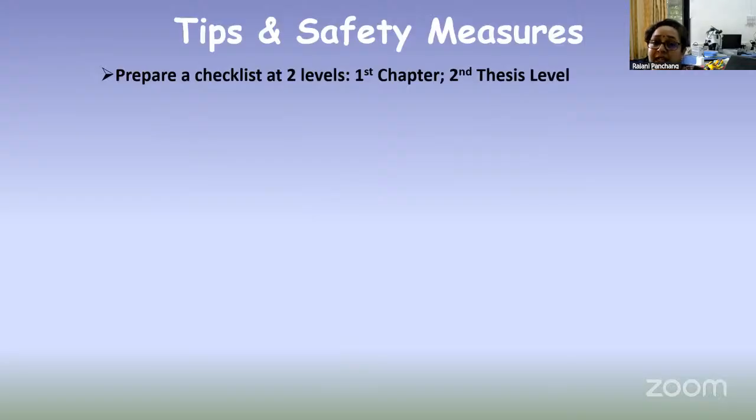Prepare a checklist at 2 levels. That is chapter level and thesis level. That is, what is your checklist? Chapter level, it should have all these points, all these figures, or this table. All that gets compiled to form a thesis level.